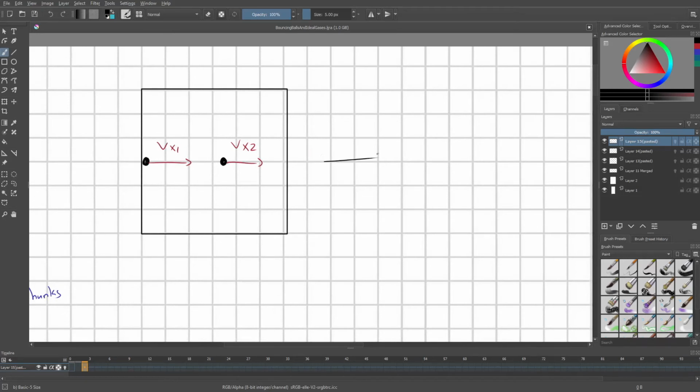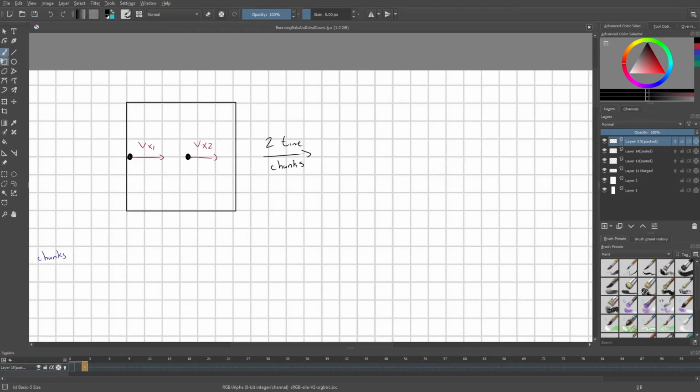So two time chunks go by, and then things are going to loop around. We're going to have this particle with Vx1 again, and particle 2 in basically some random spot. We're not exactly sure where it's going to end up, but it's going to have its speed Vx2.